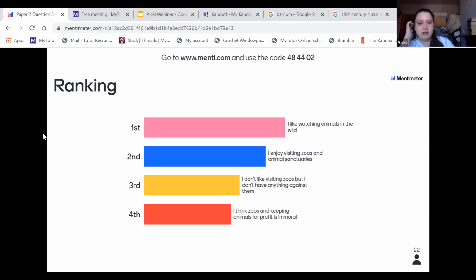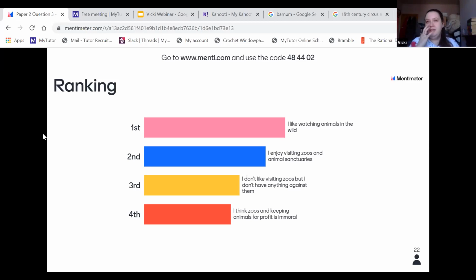I think this is really interesting actually. So first we've got we like watching animals in the wild. Second, I enjoy visiting zoos and animal sanctuaries. Then I don't like visiting zoos, but I don't have anything against them. And then at the bottom, I think zoos and keeping animals for profit is immoral. So I think that's really interesting. I expected what is in fourth to be slightly higher up, because I think times are changing and zoos are becoming more and more controversial.